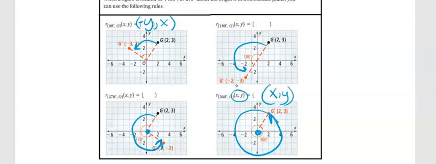If you're rotating 180 degrees, you leave it exactly as it was, except change the sign of both of them. If they were positive, make it negative. If they're negative, make it positive. Questions?